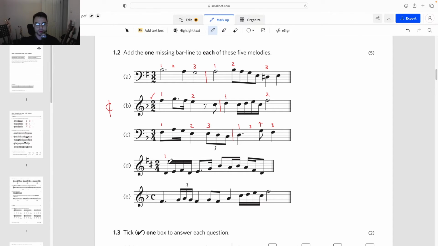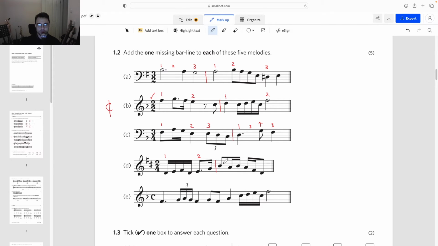So 4 semiquavers there makes a crotchet. Dotted quaver plus a semiquaver makes a crotchet. And again, these are grouped together. Look, it's not joined up there or joined up there, because this is the second beat here. It makes it easier to read. And that's where our bar line goes, after the second crotchet.